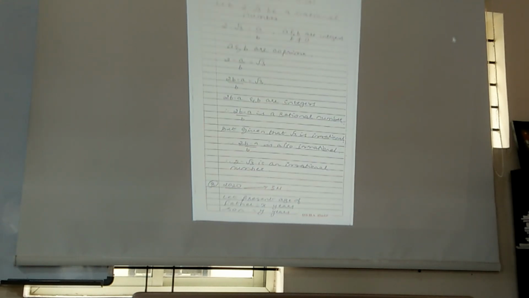Next question we have here is: prove that 2 minus root 3 is irrational, given that root 3 is irrational. I have not given that root 2 is irrational, so should we prove root 2 is irrational? Not required. It is understood that root 2 is irrational.